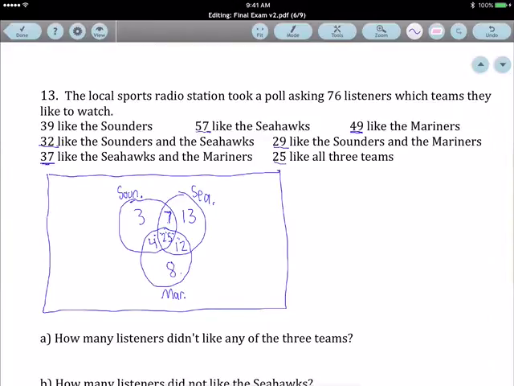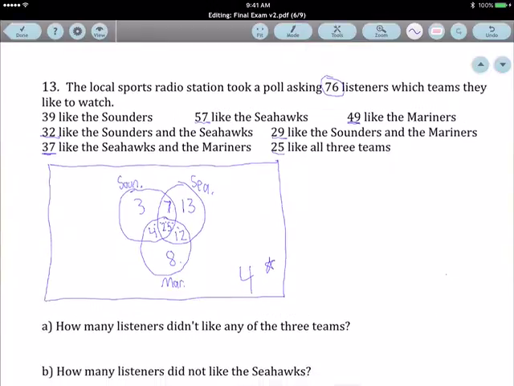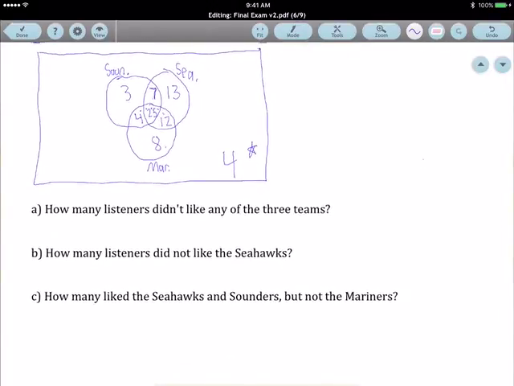What's the last thing that we still have to do before we start answering the questions? Do 76 minus all of those numbers to find out that 4 of them don't like any. Right. We need to figure out what goes in the section over here on the outside. So if we do 76 minus all of those numbers that we've got in the chart here, you end up getting 4 there. So now that we've got the chart set up, let's answer the questions.